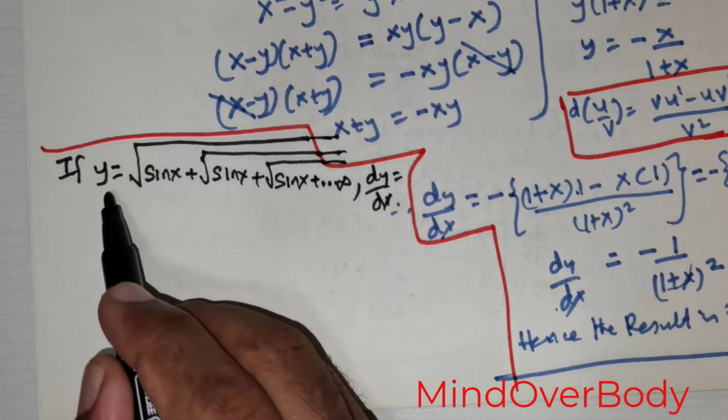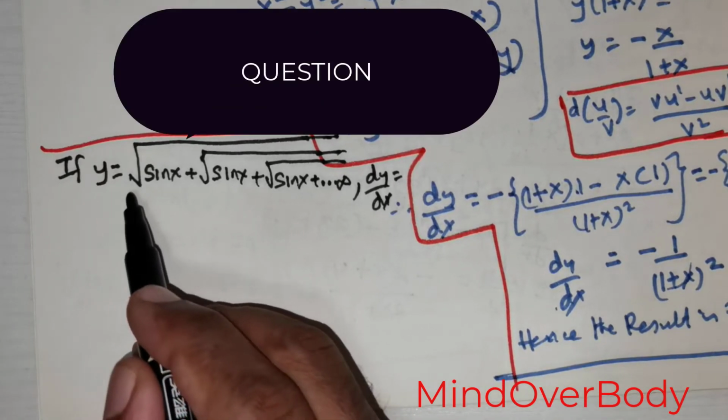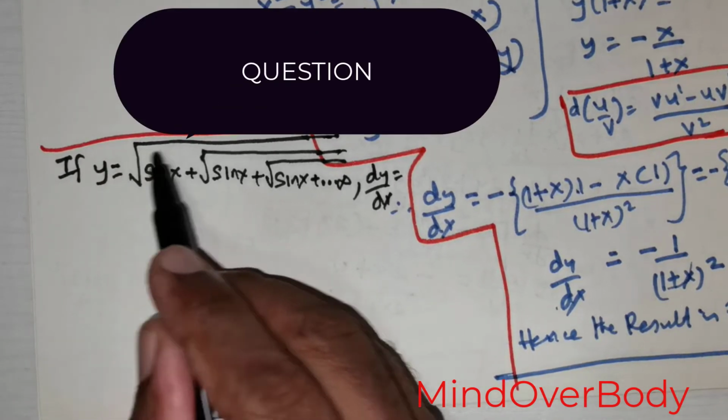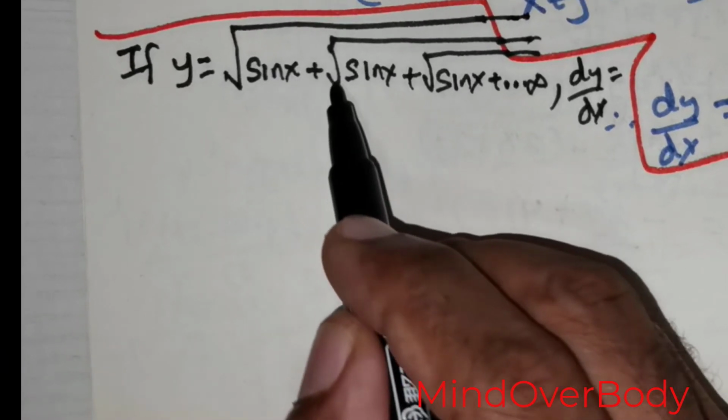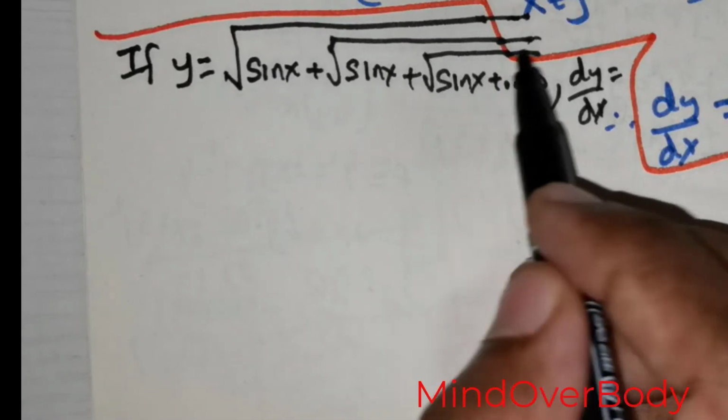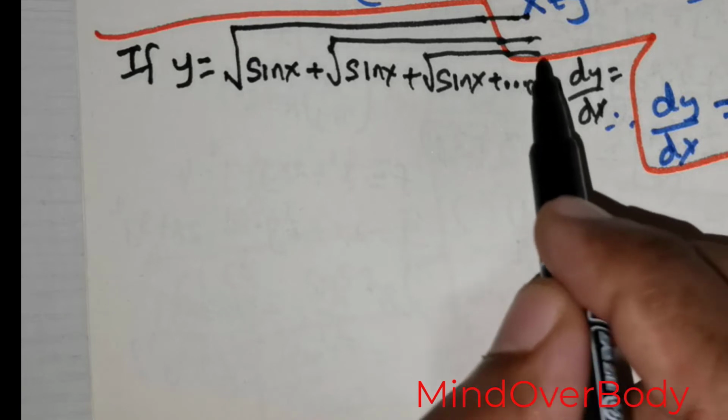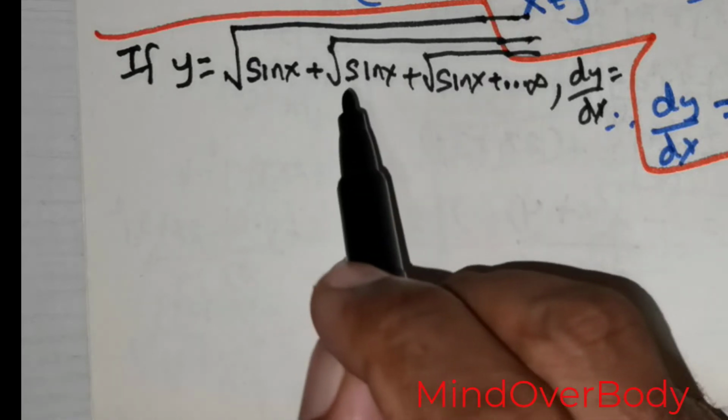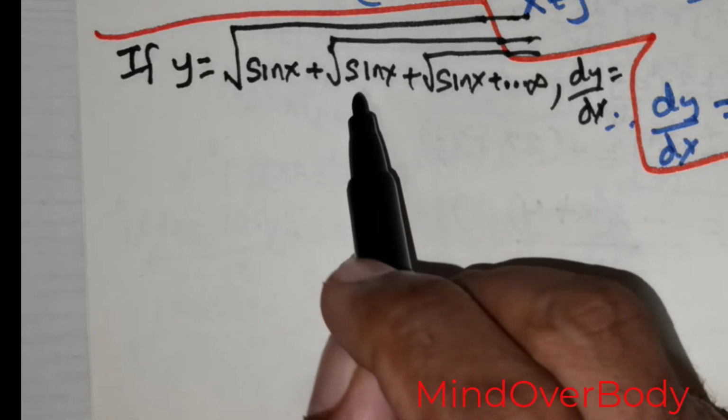Students, we have this equation, y being equal to square root of sin x + square root of sin x + square root of sin x, stretching up to infinity. So this is an expression which is nested in nature.